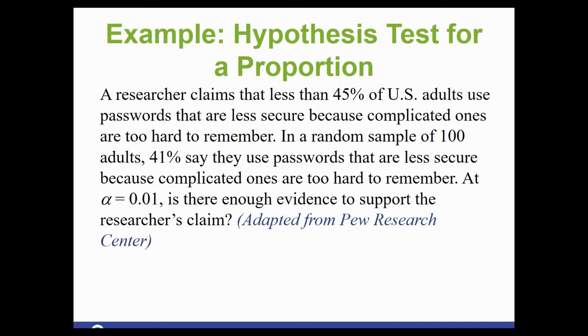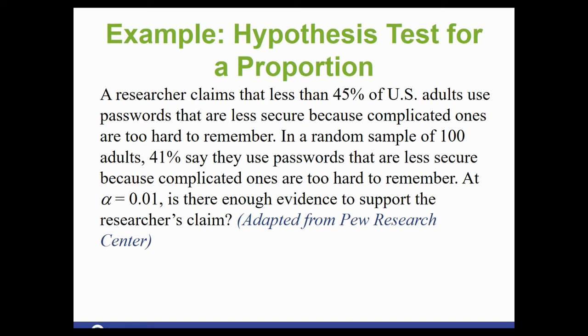So here's our example. A researcher claims that less than 45% of US adults use passwords that are less secure because complicated ones are too hard to remember. In a random sample of 100 adults, 41% say that they use passwords that are less secure because complicated ones are too hard to remember. At a level of significance of 0.01, is there enough evidence to support the researcher's claim?